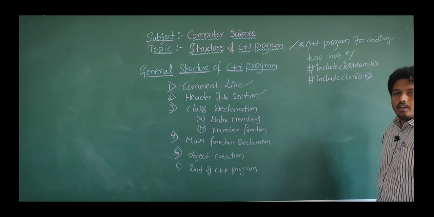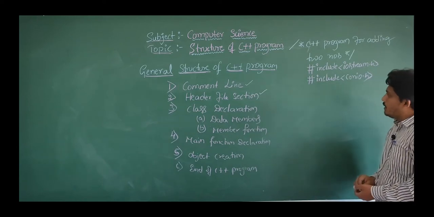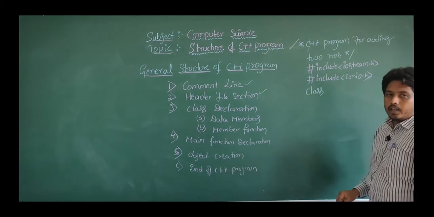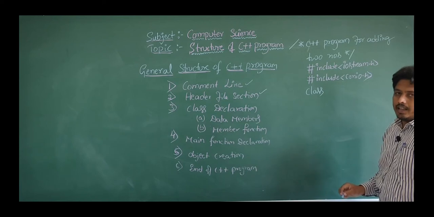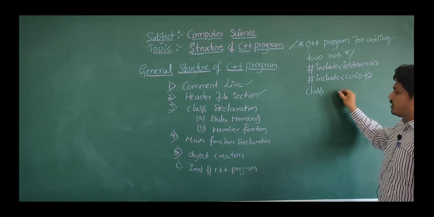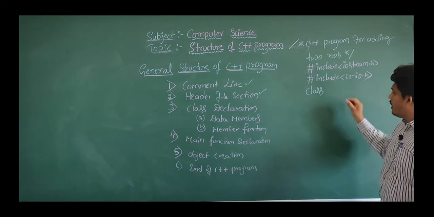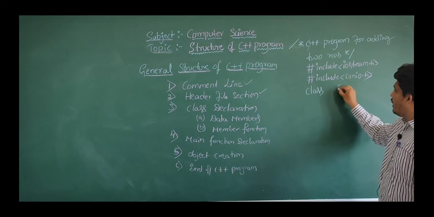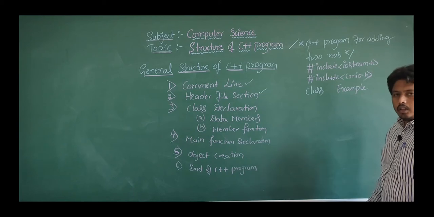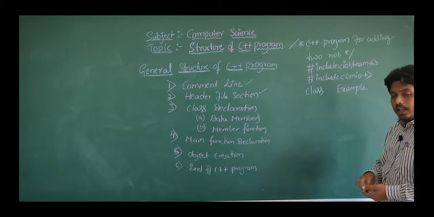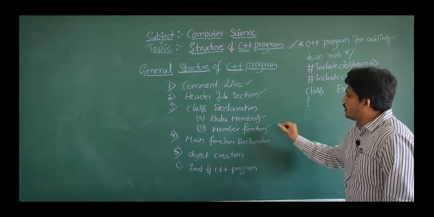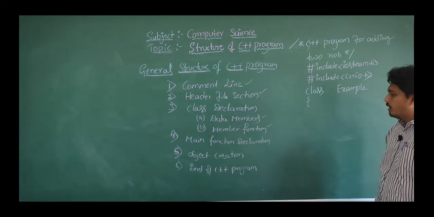After this, we have the class declaration. For declaring a class, you should write the keyword class, then a space, then a class name. The class name is the user's choice; you can give any name. Here I have given the class name as example. Within this, we have two subsections, that is data members and member functions.